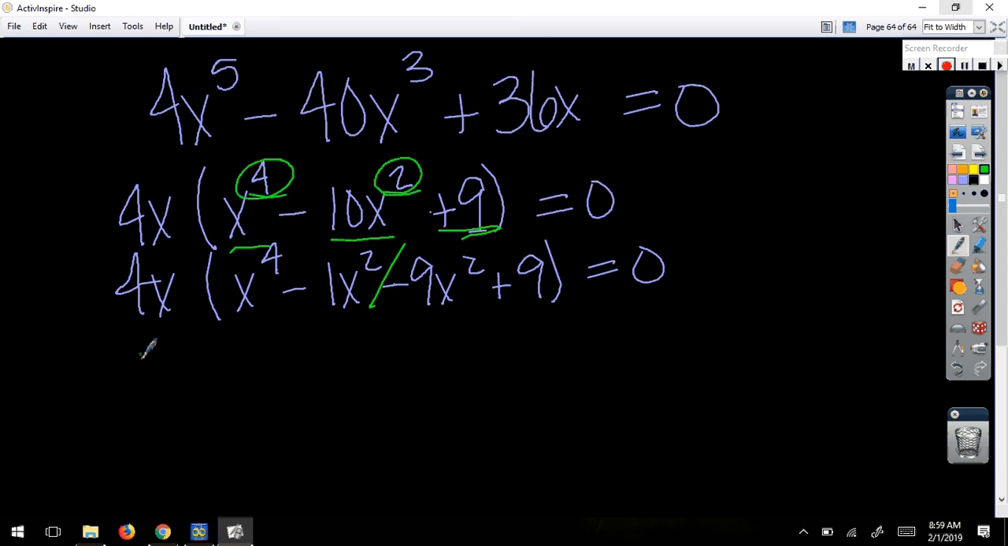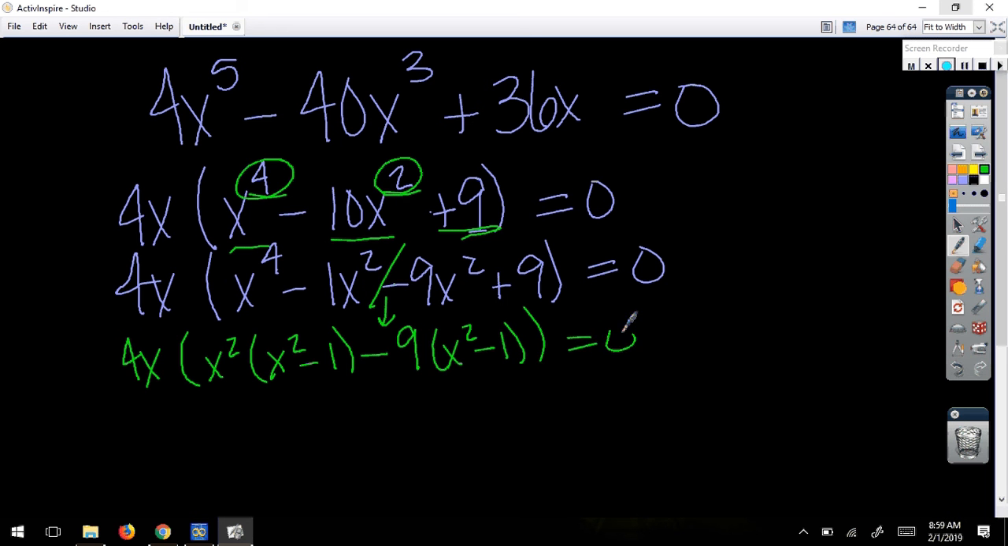What can you take out of the first two? X squared. What's left? X squared. I see something happening. What can you take out of the second two? What's left? How does that factor? Is that the difference of 2 squares? It is going to be a difference of 2 squares. All right, I've got 4x times. Here's my common.